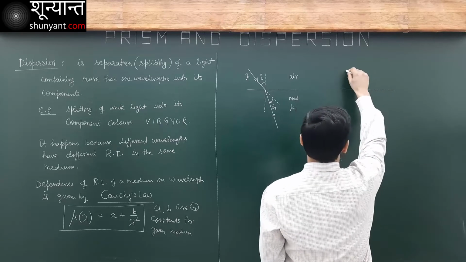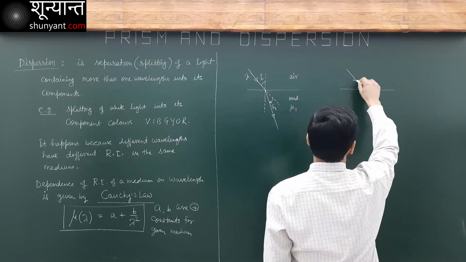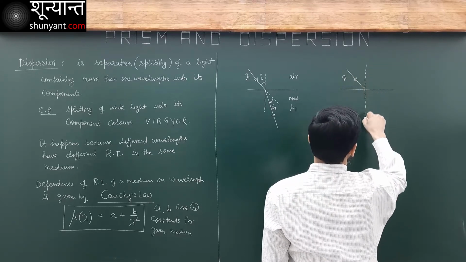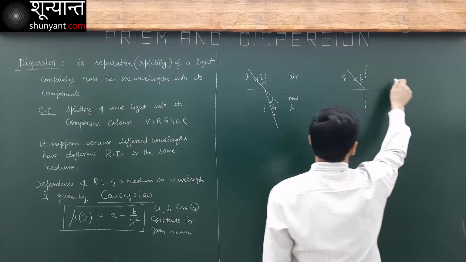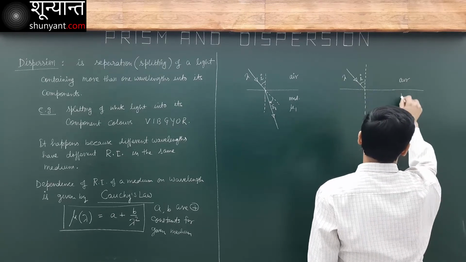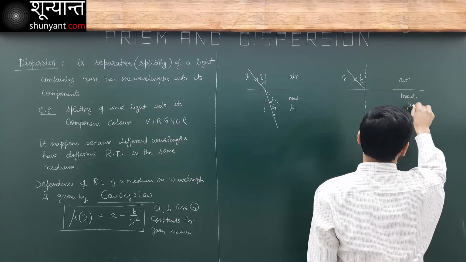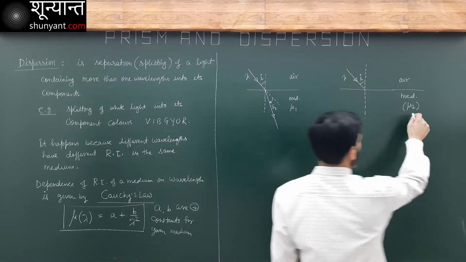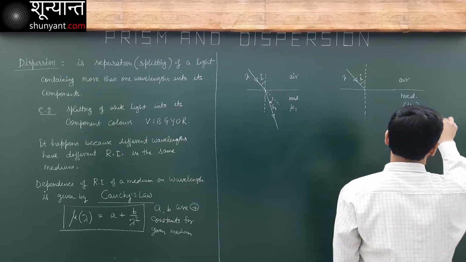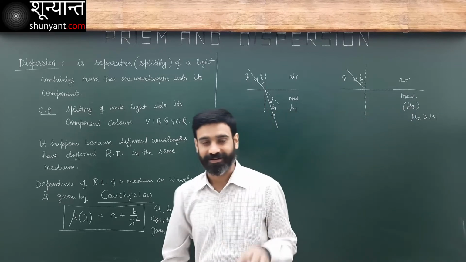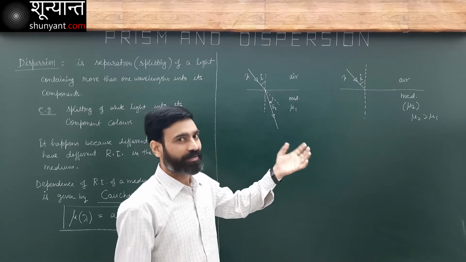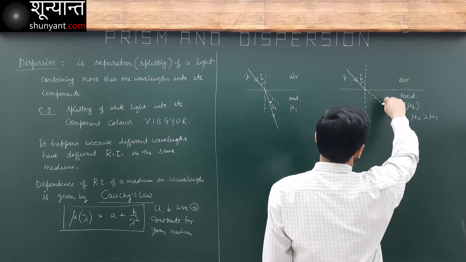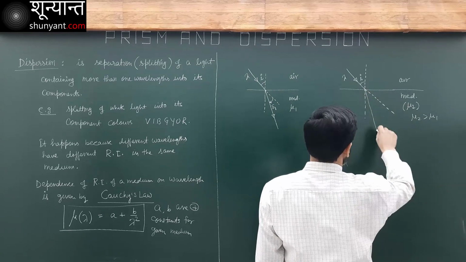Now I have the same wavelength, the same light, exactly the same light. This is lambda, and the angle of incidence is I. This is air, and this is some other medium. Its refractive index is mu2. Let's say that mu2 is more than mu1. Try to understand this. Now, here also I am going to have some deviation, delta 2.